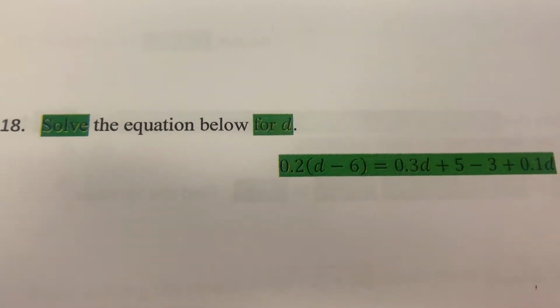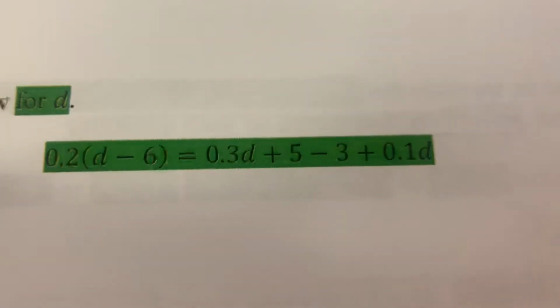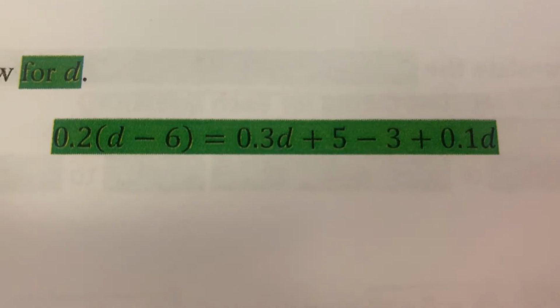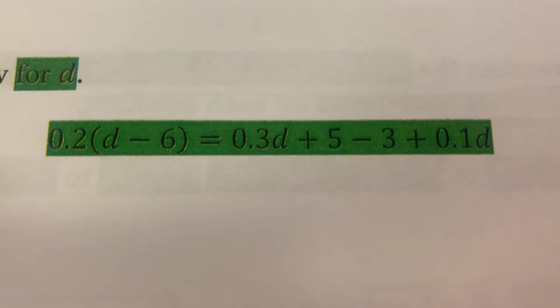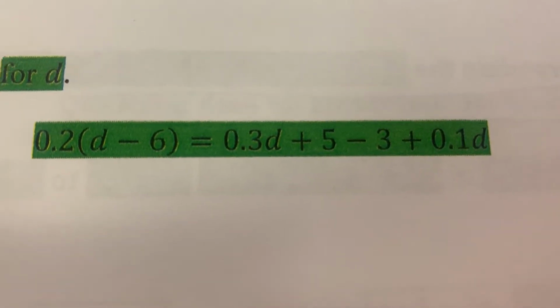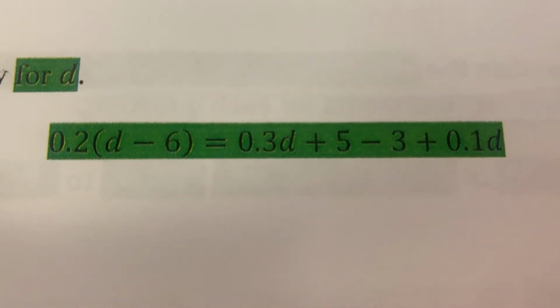18. Solve the equation below for d. 0.2 times d minus 6 is equal to 0.3d plus 5 minus 3 plus 0.1d. Solve for d.